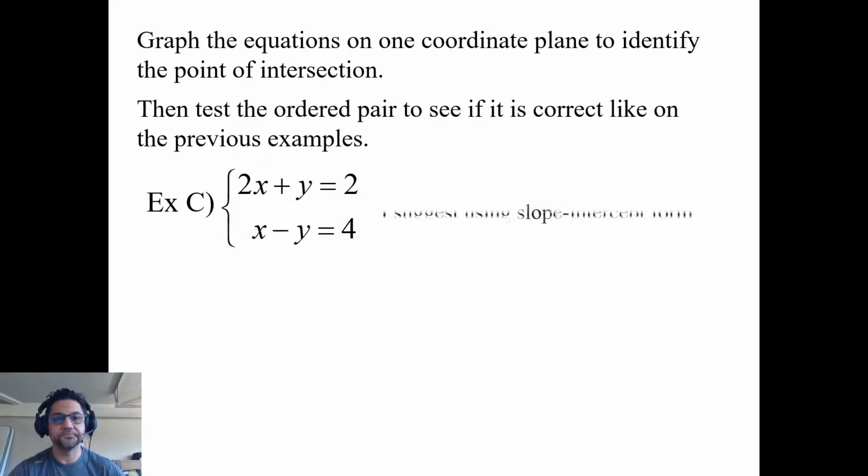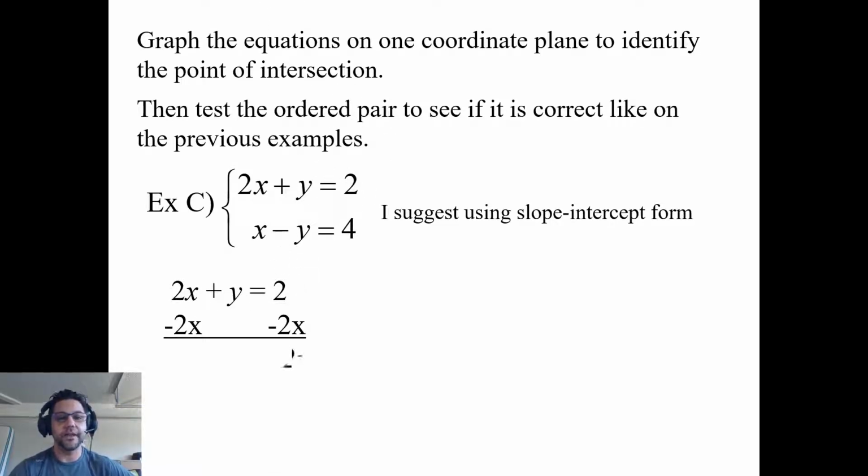Line 2 is going to be changing it using your slope-intercept form, and that's really what we're going to concentrate on right here again. So line 1, all you really have to do is subtract 2x on both sides, so you get y equals negative 2x plus 2. Again, you could have used your intercepts if that's a little bit quicker for you.